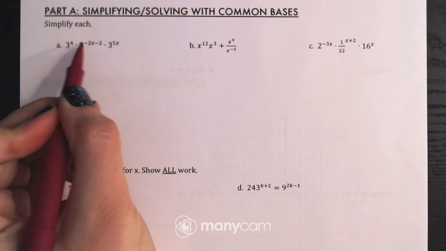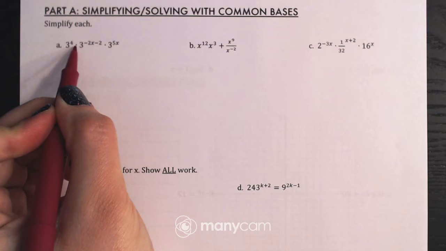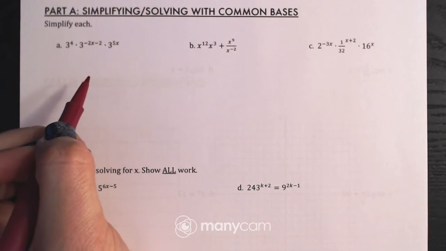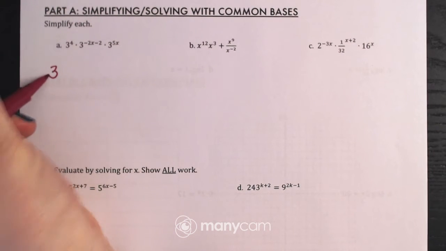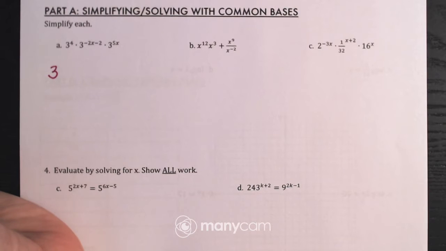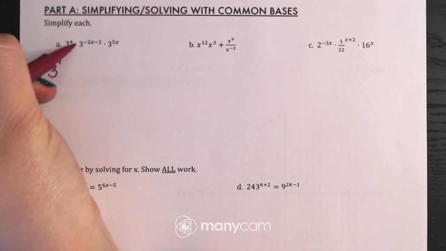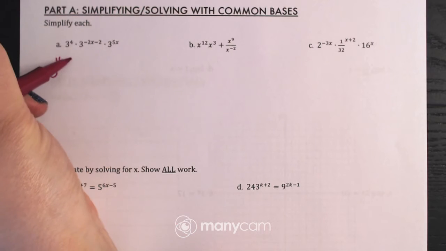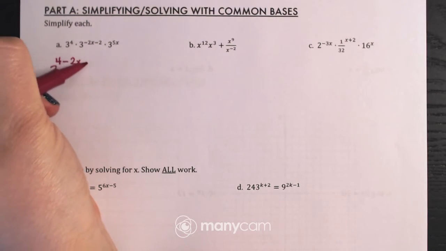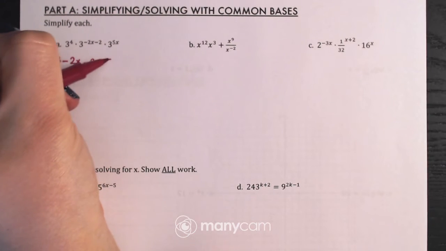So I'm going to add the exponents together since I'm multiplying in between the bases. So I still have a base of 3 because I'm not solving yet, I'm just simplifying. Then I'll add them. So 4 plus a negative 2x is just minus 2x. Minus 2 plus 5x.